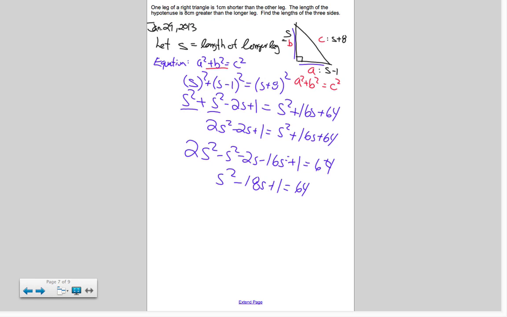That's one of the tricks that we learned to solve a quadratic equation. We'll make one side 0, and then we can factor the other side. If each of those factors equals 0, we solve the equation. So here we'll subtract 64 from both sides. So we get minus 63 is equal to 0.